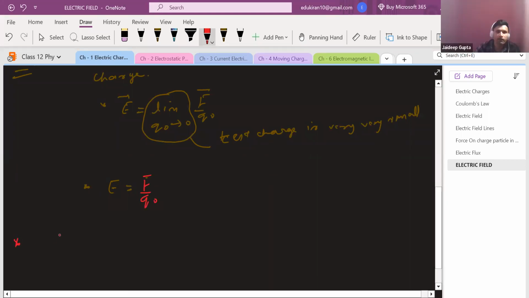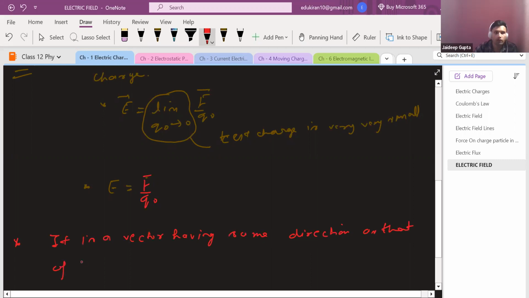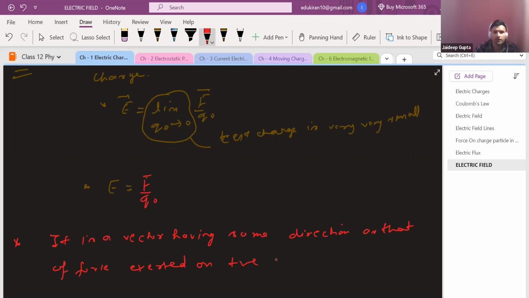Now, electric field is a vector quantity having the same direction as that of force exerted on a positive charge. Fine.